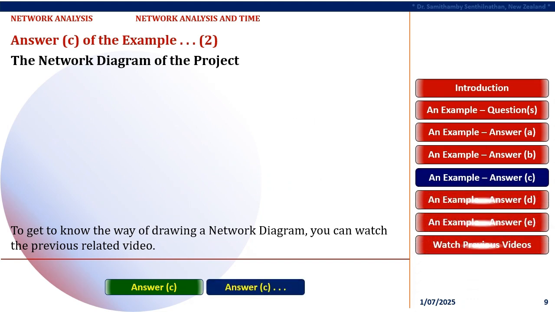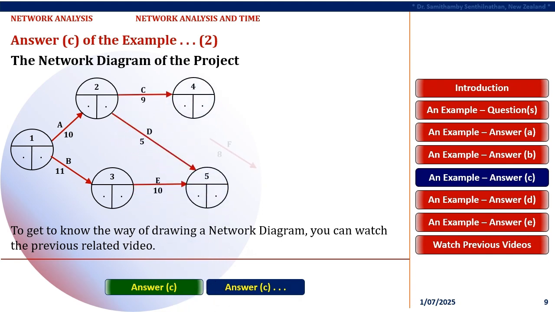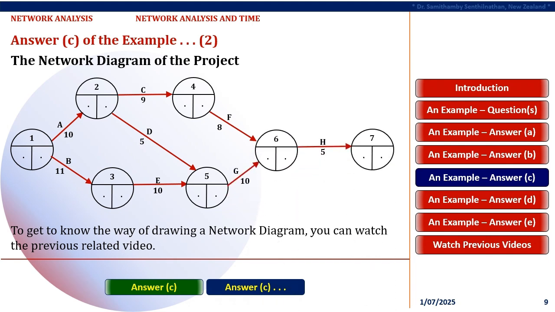Accordingly, the network diagram of the project is presented here. You can see that there are activities from starting activity A to finishing activity H, with conditions of their sequential order and preceding activity or activities. In this context, the events labeled from 1 to 7 are presented to connect the activities concerned. To get to know the way of drawing a network diagram, you can watch the previous related videos.